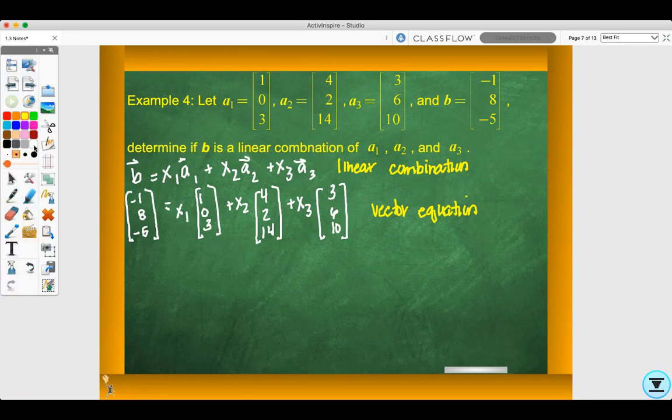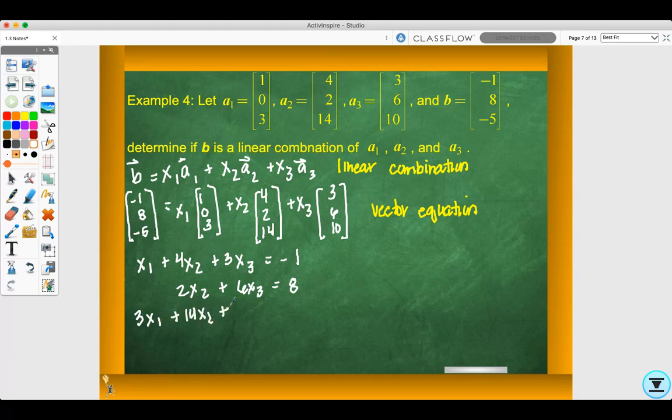Next, you want to write the corresponding system. These are all steps that you need to know how to do. So my corresponding system would be x1 plus 4x2 plus 3x3 equals -1, and then 2x2 plus 6x3 equals 8, and then 3x1 plus 14x2 plus 10x3 equals -5. This is your corresponding system.